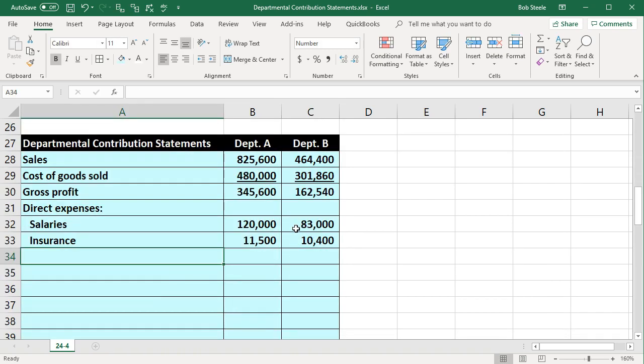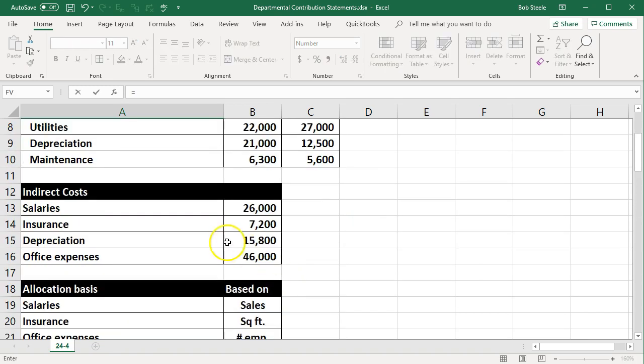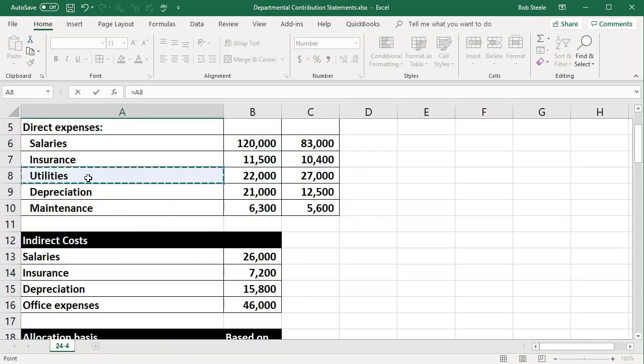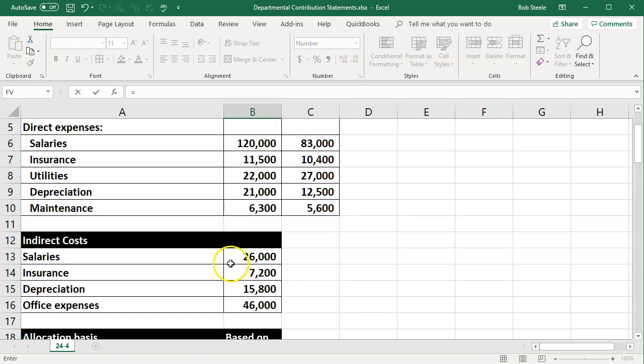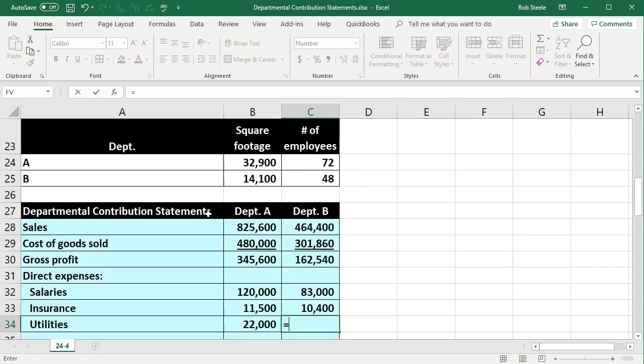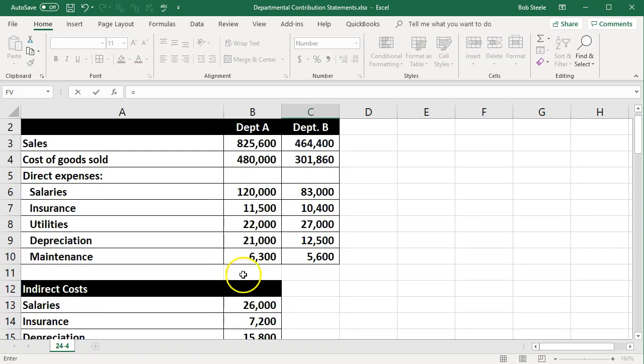Next will be utilities. Again, straightforward. We're just going to say equals, scroll back up, pick up the utilities tab. For Department B will equal, scrolling back up, the 22,000 tab. Department A will equal, scrolling back up, the 27,000 and enter.